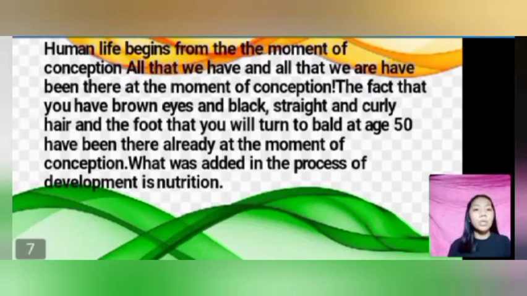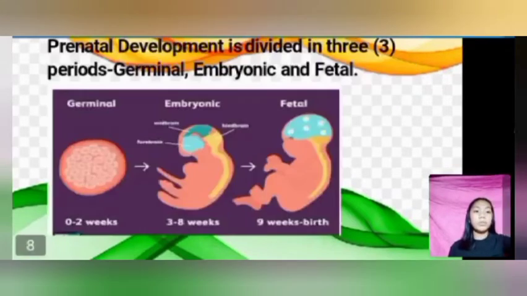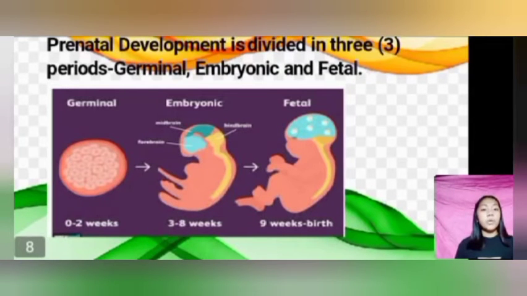The fact that you have brown eyes and black, straight or curly hair, and the fact that you will turn bald at the age of 50 have been there already at the moment of conception. What was added in the process of development of the nutrients? Development is divided into 3 periods: the germinal, the embryonic, and the fetal.